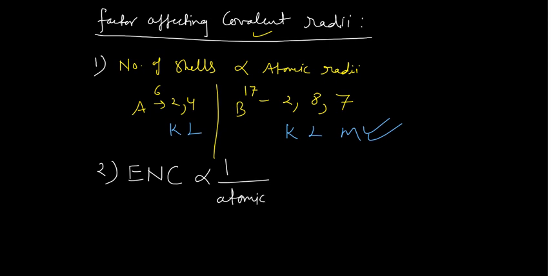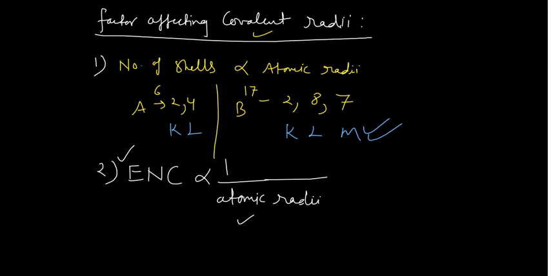Inversely proportional to the atomic radii. So what is the meaning of that? If effective nuclear charge is high, then the atomic radii would be less. It simply means that if you have a higher effective nuclear charge, the positive charge in the nucleus is more, and it will attract the electrons towards itself strongly. Consequently, the electron cloud decreases. That's why the atomic radii decreases.